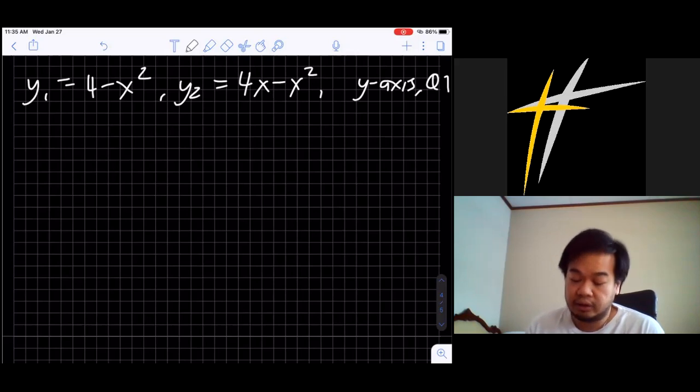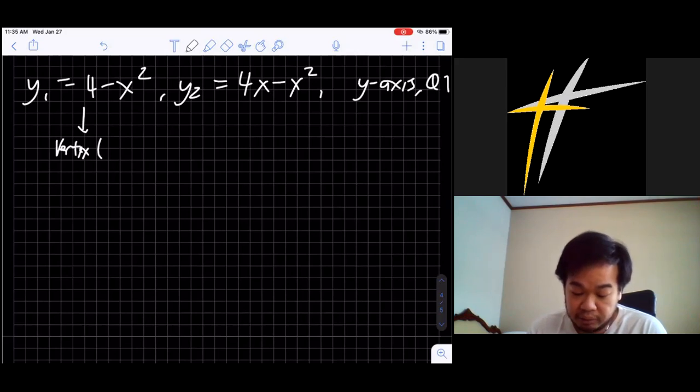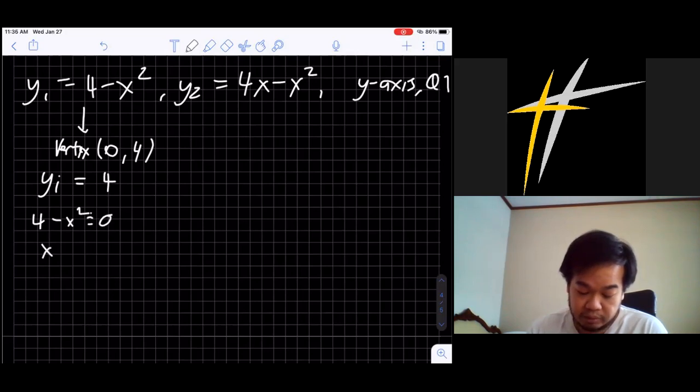Like I said, you cannot use a grapher for this one. Both 1 and 2 are quadratic functions, so you need to determine the vertex. For this one, the vertex is negative b over 2a. The b is 0, so the vertex is at x equals 0. If x is 0, y is 4, so the y-intercept is also 4. And then 4 minus x squared equals 0, so x will be equal to positive or negative 2, right? So the x-intercept is (2, 0).